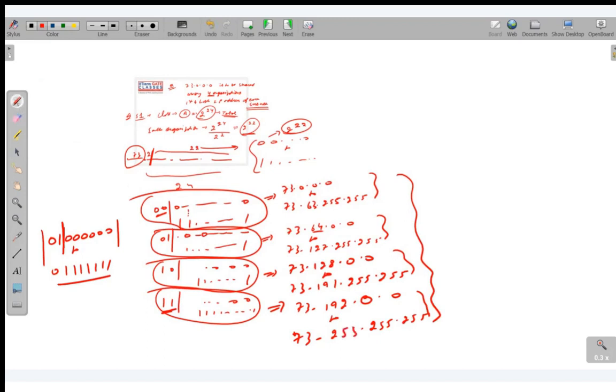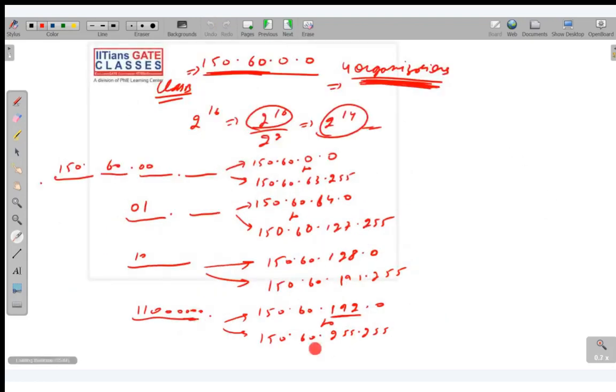255. All ones will be there, right? All ones. So 6 ones are these and 2 ones from here. So total 8 ones. 8 ones means 255. Okay, so here also 255.